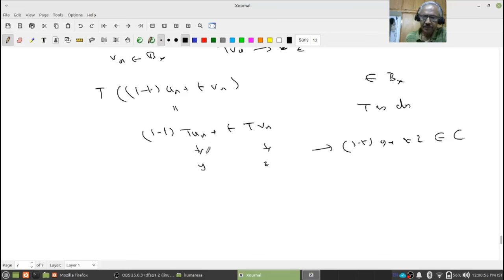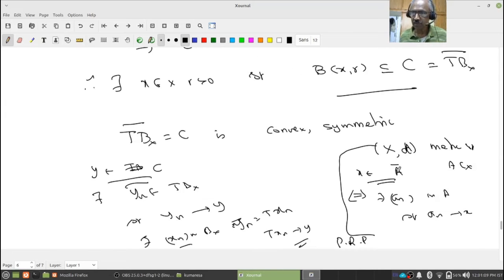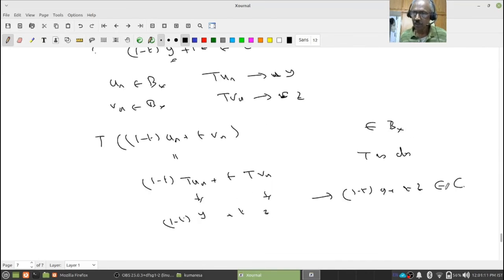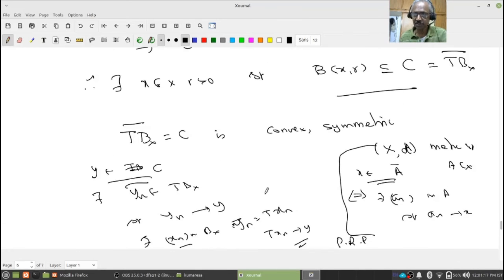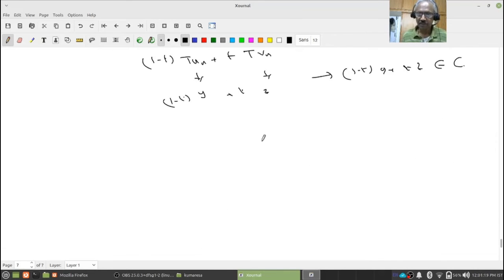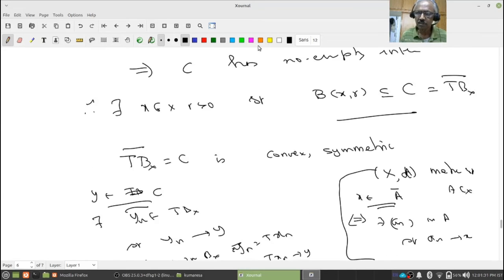Okay. So this converges. Therefore (1 minus t) times that converges to (1 minus t) times y, and this converges to t times z. And what do I know? x belongs to A closure, that is, this element belongs to T(Bx) closure if and only if this happens. So I am using this result. You understand that? Please, if your metric space topology is weak, go through that point and see how I am using it. We used the characterization here.